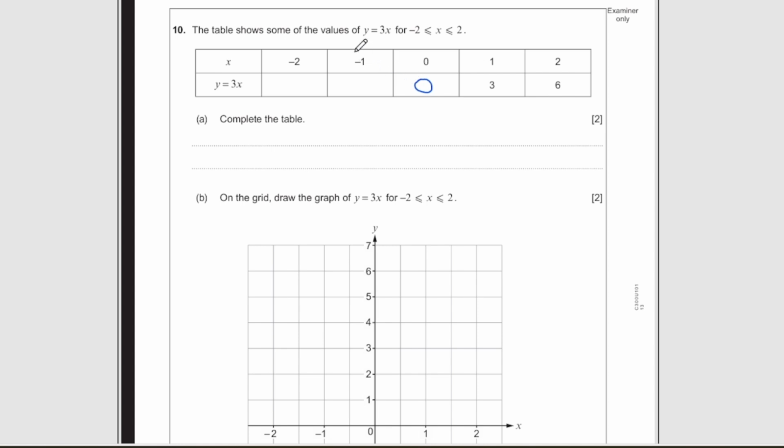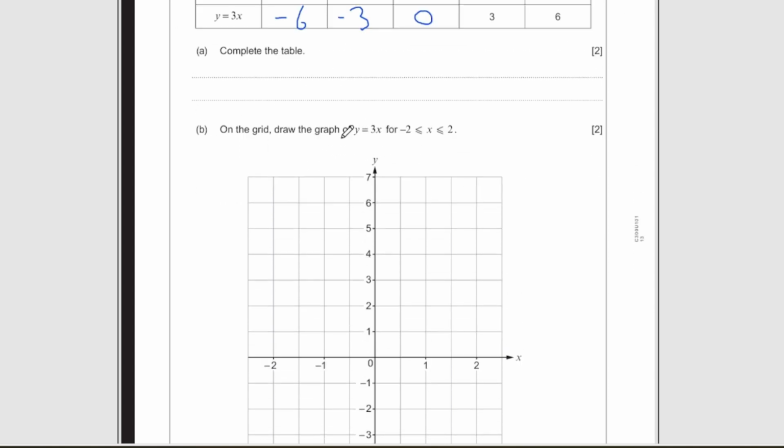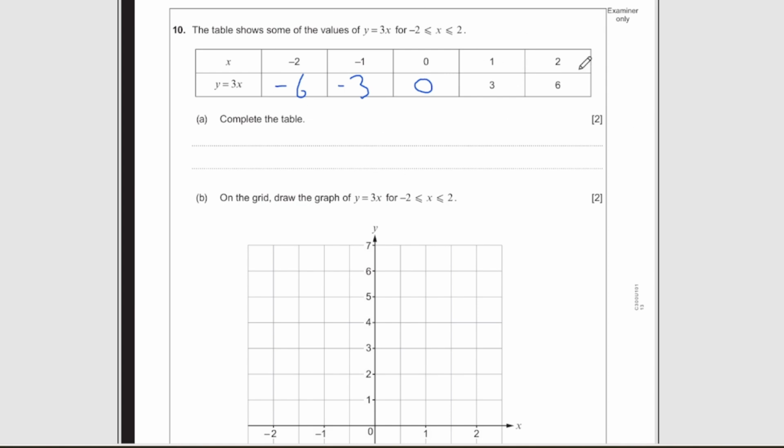The next one is -1. 3 times -1 is -3, so therefore y is -3. And finally, -2. 3 times -2 is -6. And that's the table completed. On the grid, draw the graph of y equals 3x for these values.